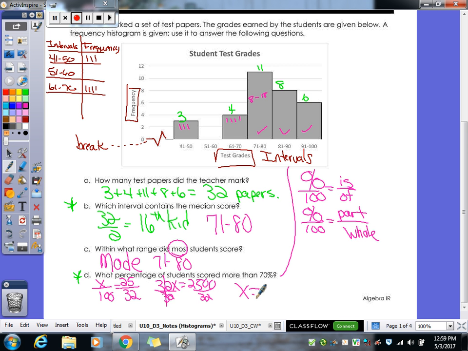X equals, it did not tell you to round, so go ahead and divide that and tell me what the percentage is there. 2,500 divided by 32, anybody? 78.125, I think. Percent. It did not tell you to round, so if you round it, you will get it wrong.